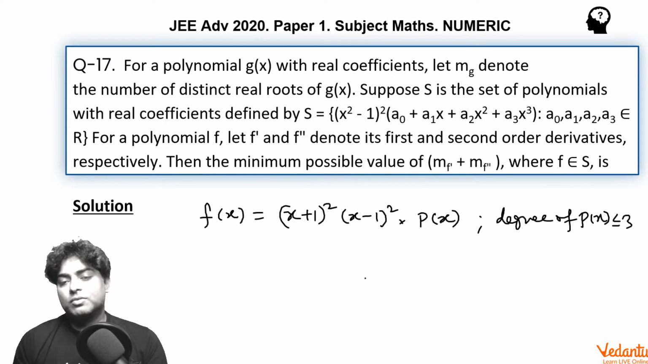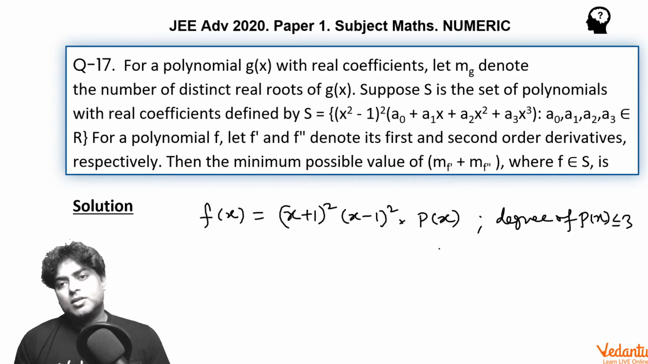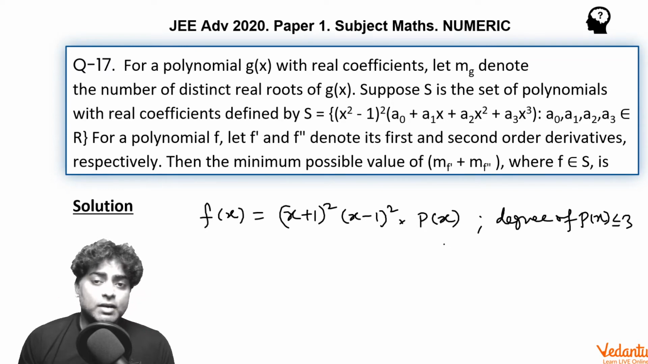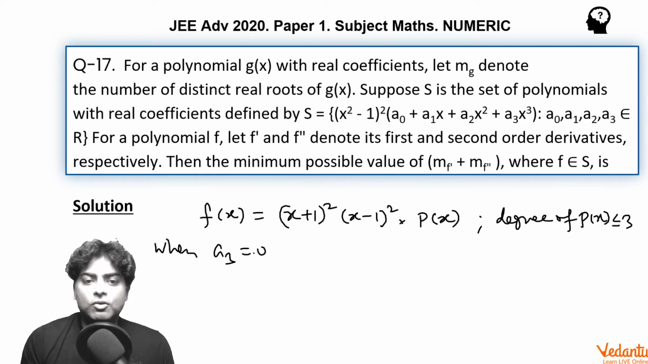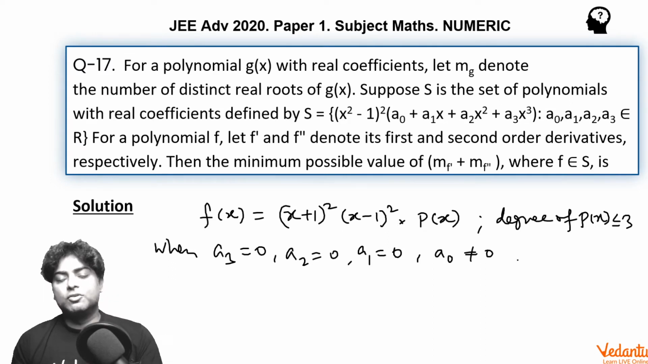Although minus 1 and 1 are the repeated roots of f(x), the number of distinct roots of f(x) will be minus 1 and 1. So under what case can it happen that p(x) has no root? Considering the case when a3 is 0, a2 is 0, a1 is 0, but a0 is not 0. Means the polynomial p(x) is a non-zero constant polynomial. So it has no real root.